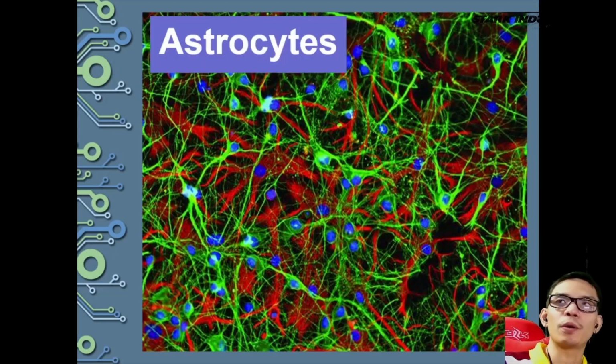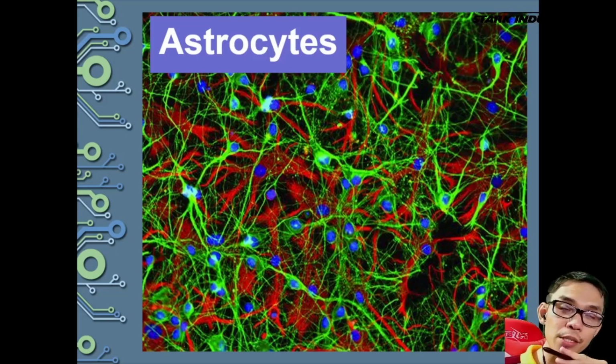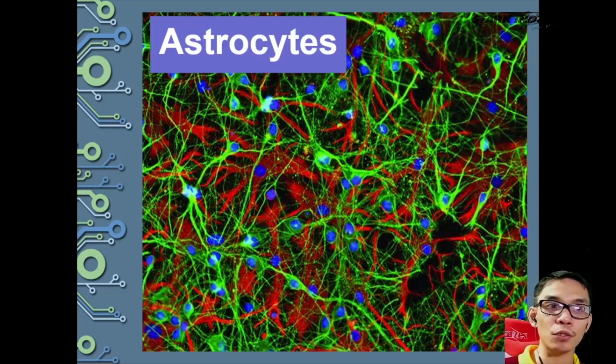The astrocytes on this picture are the red ones. These are taken using an electron micrograph. The red color that you see there are the astrocytes, the green are the neurons, and the blue are the DNA found in both the astrocytes and the neurons. So this is the microscopic view of the astrocytes.